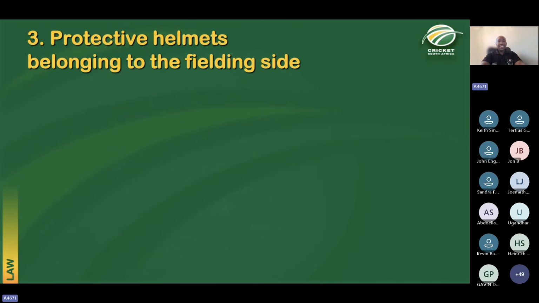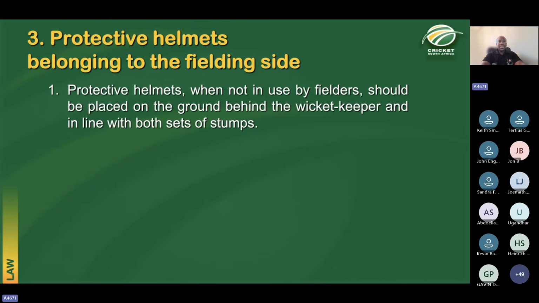Now let's look at protective helmets belonging to the fielding side. Where are we allowed to place them if they are not worn by a fielder? Law tells us that protective helmets, when not in use by fielders, should be placed on the ground behind the wicketkeeper and in line with both sets of stumps. That is the position on the field that the ball is most likely not to go or least likely to go. We do not want the ball hitting that helmet behind the wicketkeeper.